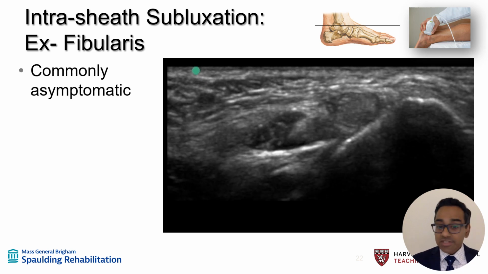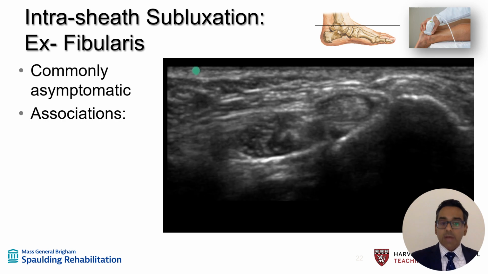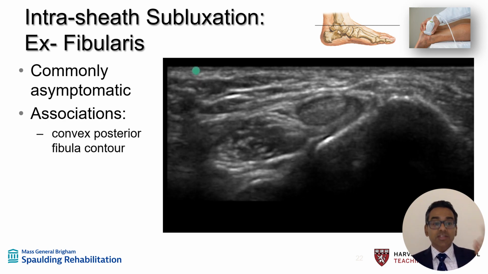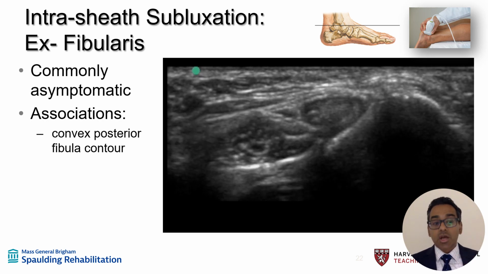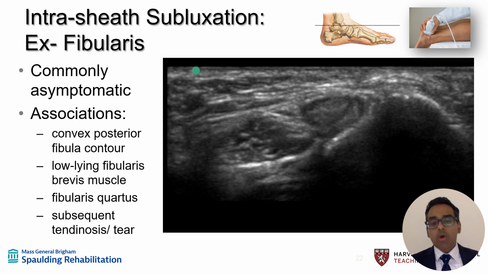Most of the time, these injuries are asymptomatic and you get to leave most of them alone. However, sometimes they will need more aggressive treatment. When you find these, it's usually associated with a convex as opposed to a concave posterior fibular contour, a low-lying fibularis brevis, or a fibularis quartus muscle, all of which puts extra pressure in this region. With repeated snapping, you worry that more tendinosis and tearing can happen.